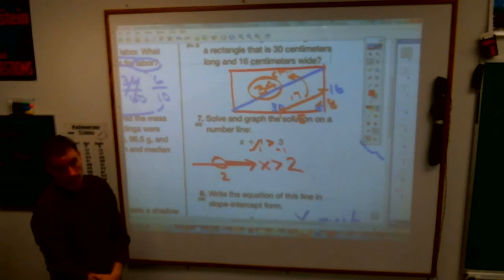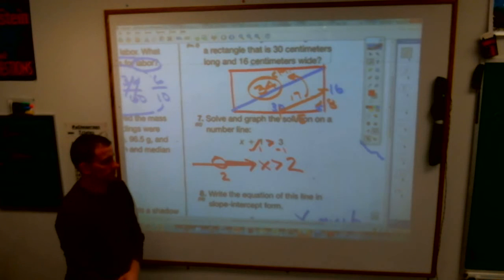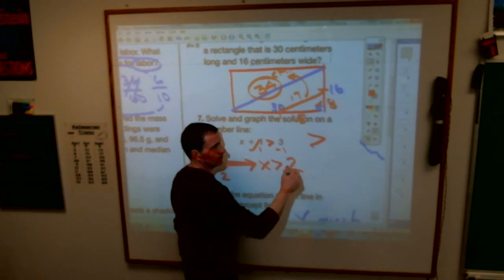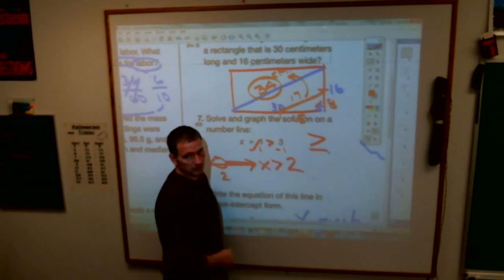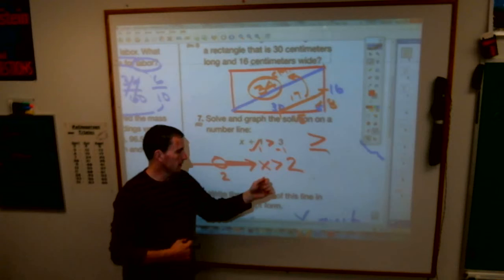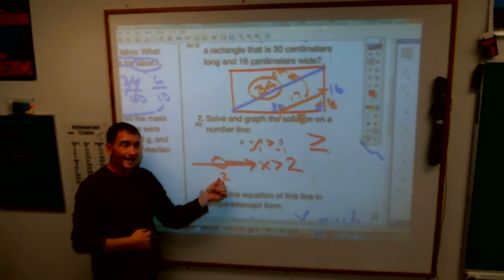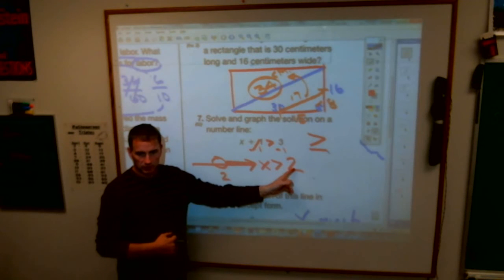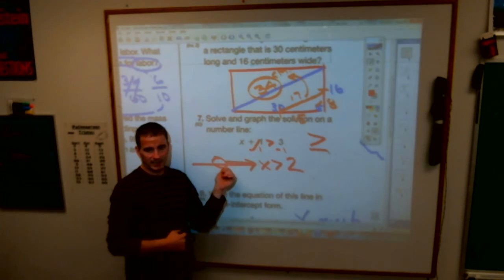Drew, how do you know if it's an open circle or a closed one? If it is just this, it's an open circle. If that has an equal sign under it, it is closed, because equal sign means can equal. Open circle means it starts at 2 but doesn't include 2, because is 2 bigger than 2? No, so 2 is not my answer.